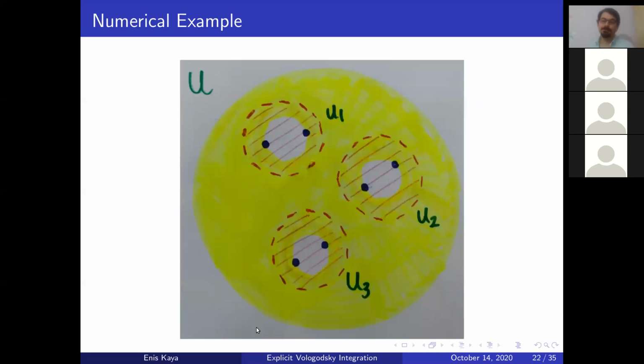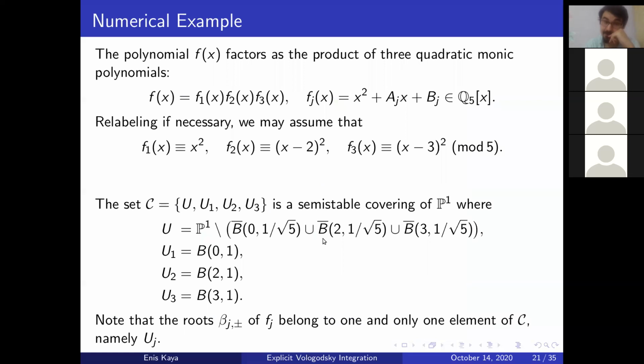So this is the picture. Here we have U. It is just this yellow area, P1 minus 3 closed disks. And the roots lie on the boundary of the closed disks we remove from P1 to get U. And here we have U1, U2, and U3. All I'm saying is that even though it is not clear in that picture, these roots do not belong to U. They belong to U1, U2, U3, etc. So this is our semi-stable covering.